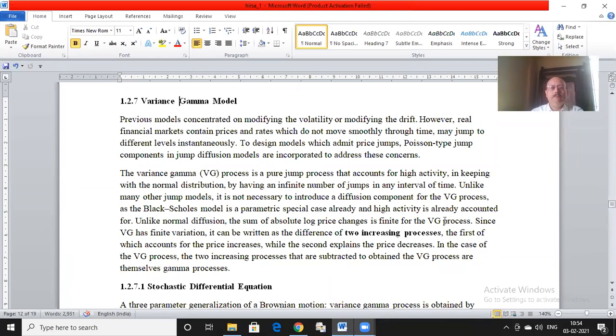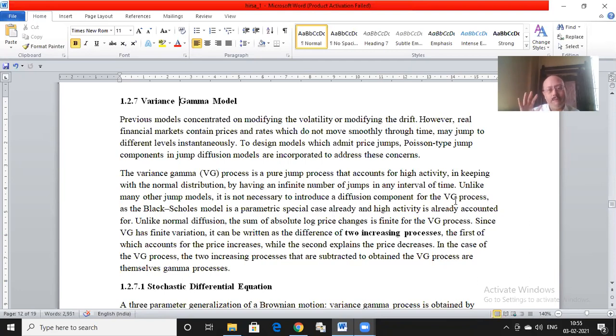Now, we are also saying that, unlike other jump models, there are many other types of jump models. At least in this variance gamma process, it is not necessary to introduce a diffusion component separately. Why is it not necessary? Because the Black-Scholes model is already a special case of this process. As we define the process below, we will see the definition, the SDE for the process below. We will see that the Black-Scholes model, the original simple diffusion model, is already a special case. And this high rate of activity is already accounted for through that model.